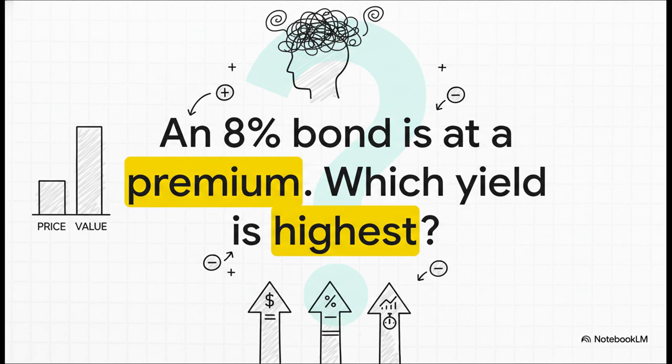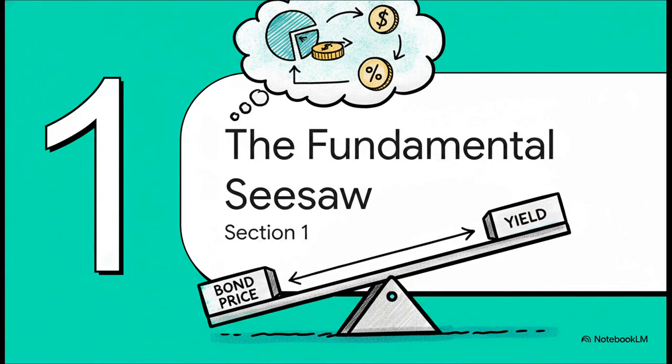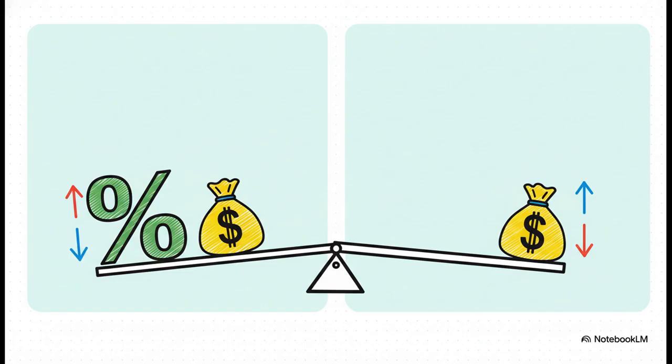First, we've got to build the foundation. Everything, and I mean everything we're about to cover, rests on this one single idea. If you get this core relationship, the whole bond market just clicks into place. So here it is. This is the fundamental bond seesaw. You have to think of it exactly like this. When one side, market interest rates, goes up, the other side, the price of existing bonds, has to come down. They always move in opposite directions. It's a law of nature in finance.